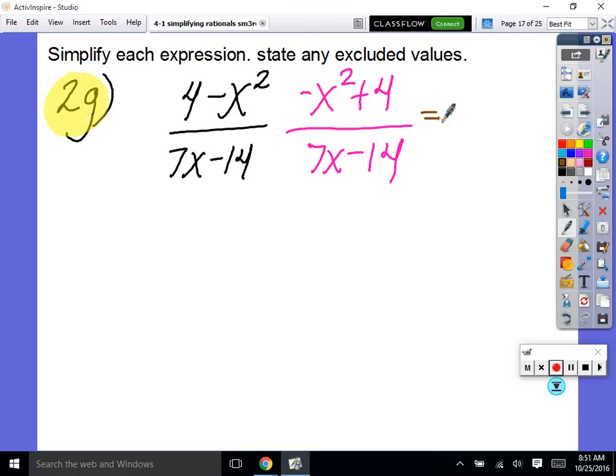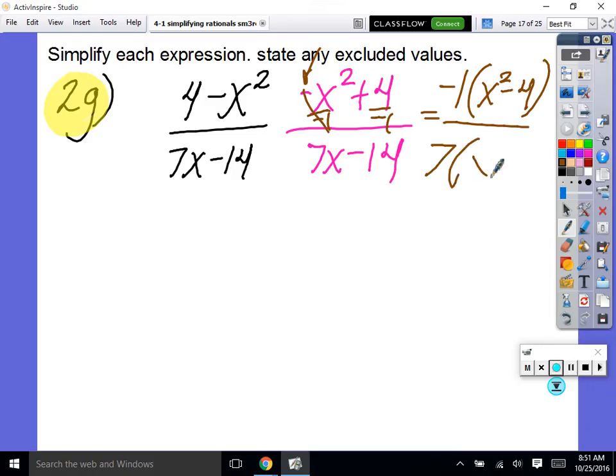Well, the first thing I'm going to notice is there's a negative in front. That's the first thing I'm going to do, factor out a negative 1. So factor out negative 1, divide by negative 1. So that's positive x squared minus 4, correct? Is everybody seeing what's happening here? And then let's factor the bottom. Pull out a 7. Left is x minus 2, correct?